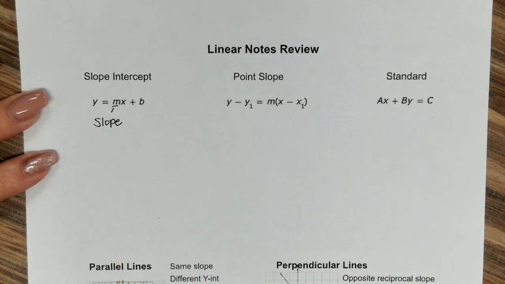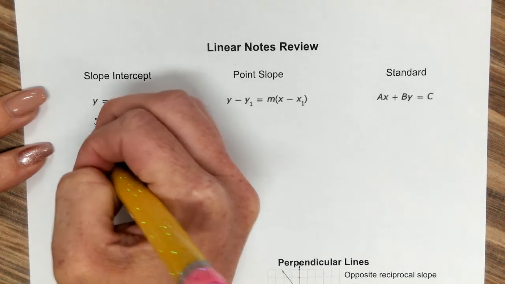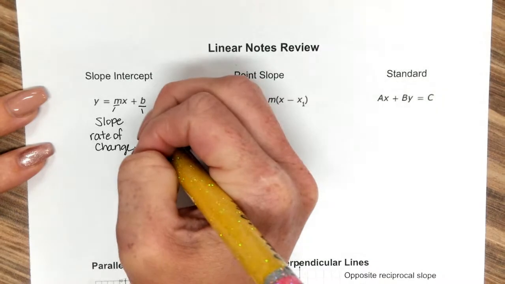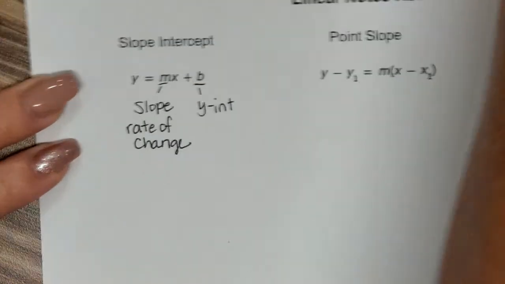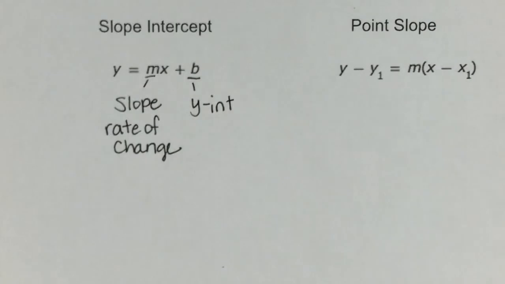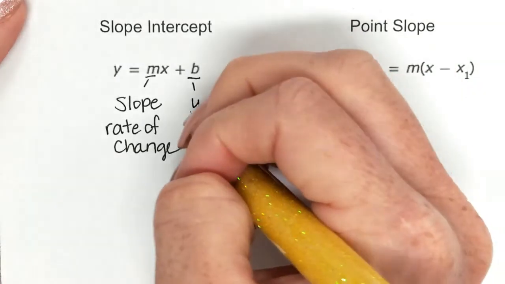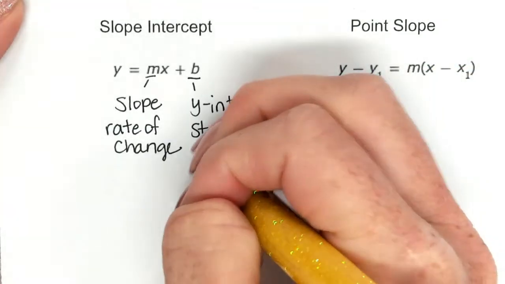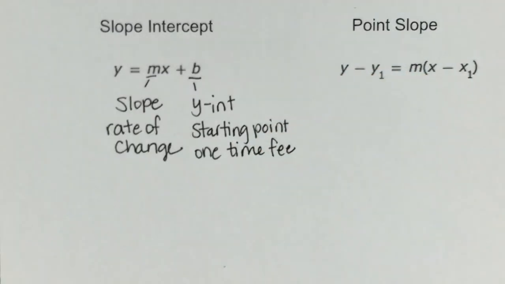What is slope also called? Rate of change. And the b is the y-intercept. What else can it be referred to, especially in word problems? Yes, but that's not what I'm looking for. But yes. It's actually the starting point. Or like if it's a word problem, like a one-time fee. I'll go over what that means.